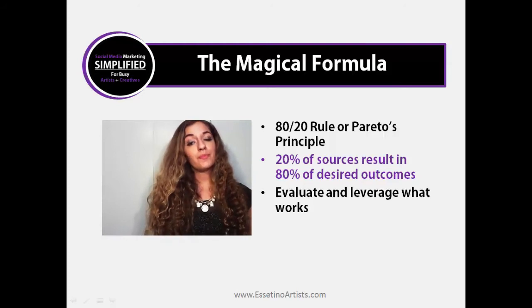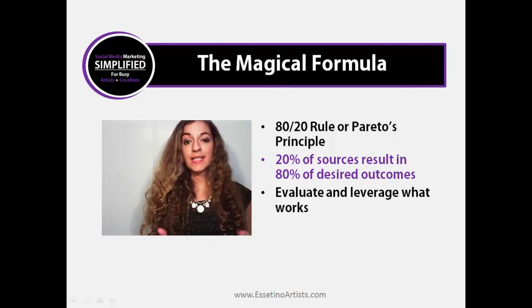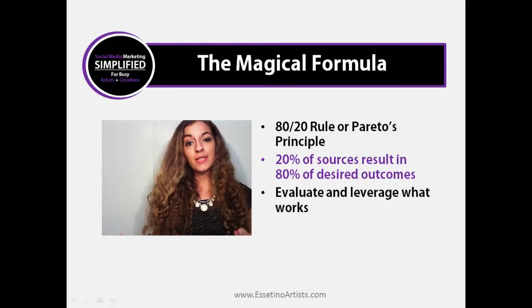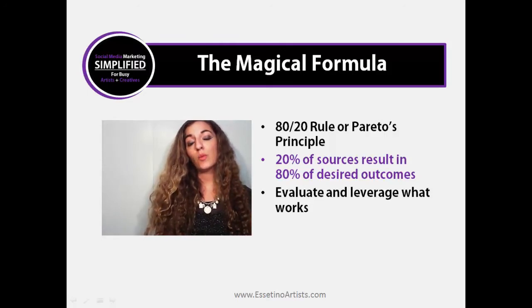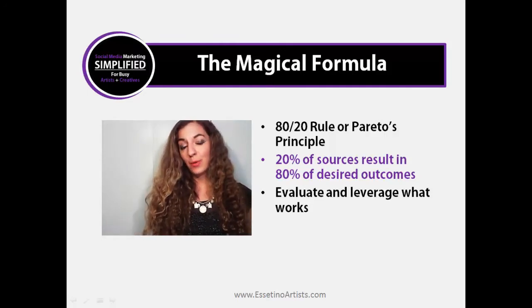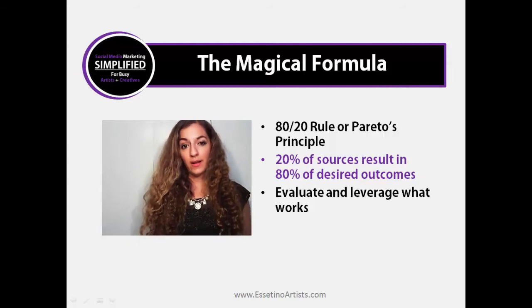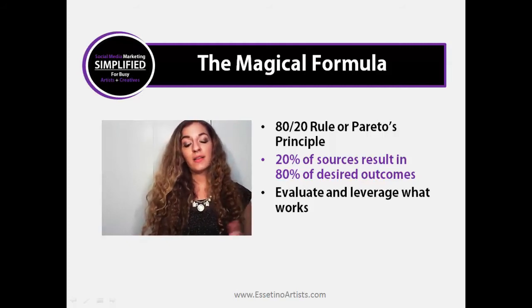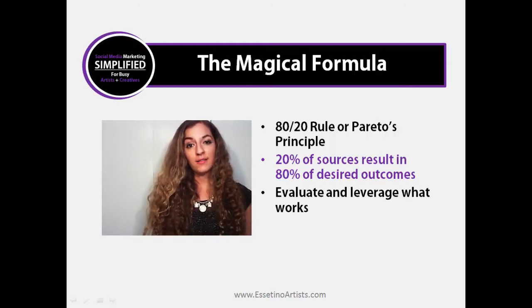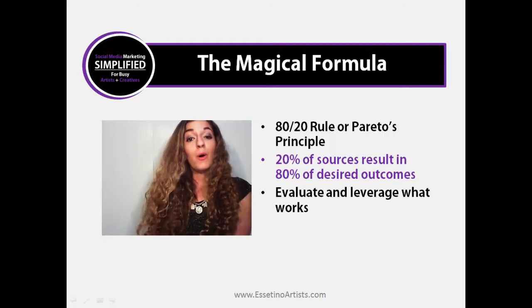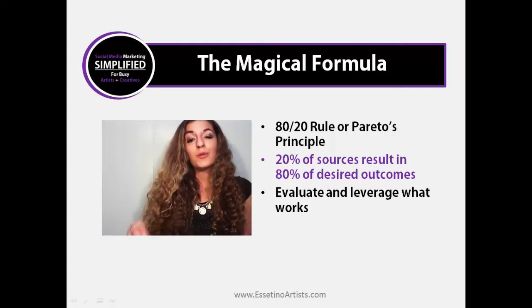So basically, here's the principle. It states that 20% of sources will be producing 80% of your desired outcomes. So basically, that means that a small percentage of what you're doing is going to be giving you the most results, the most percentage of results of what you want.